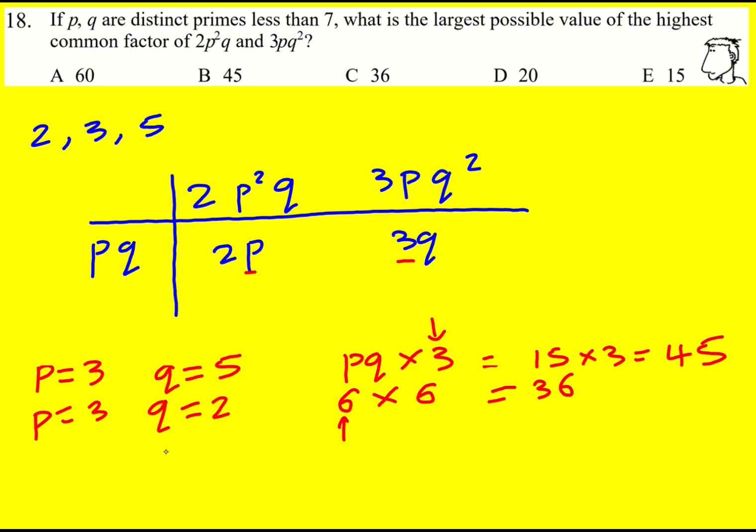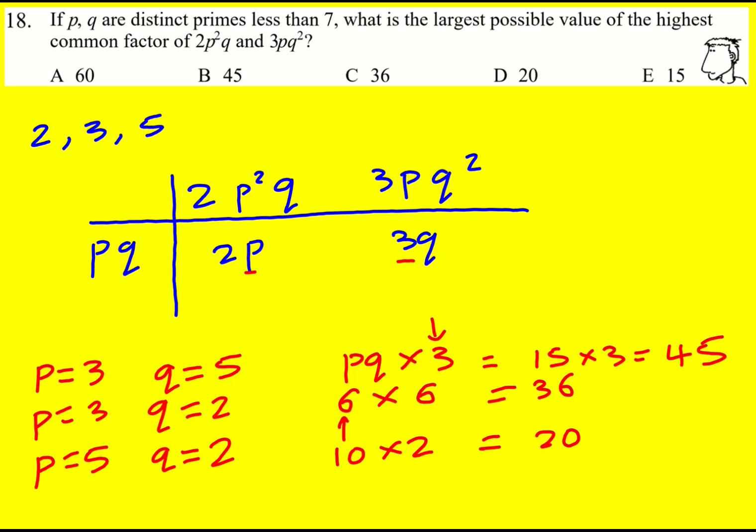Then let's just look at what happens if q is equal to 2 to get that common factor. And then let's make p equal to 5 to maximize it. So then I'm going to get 10 times 2. Okay, the 2 just really doesn't work out.